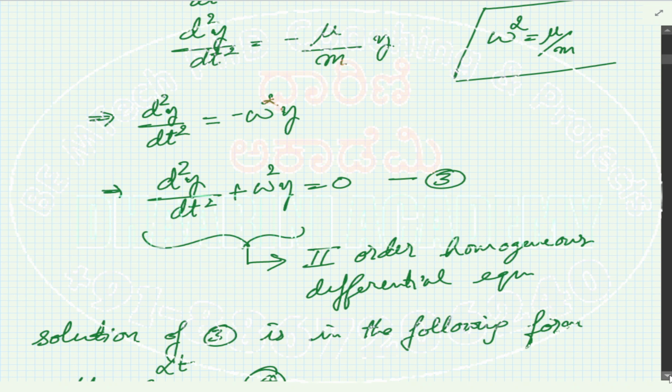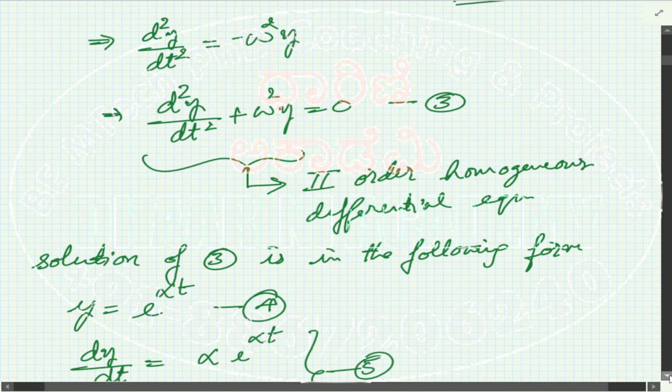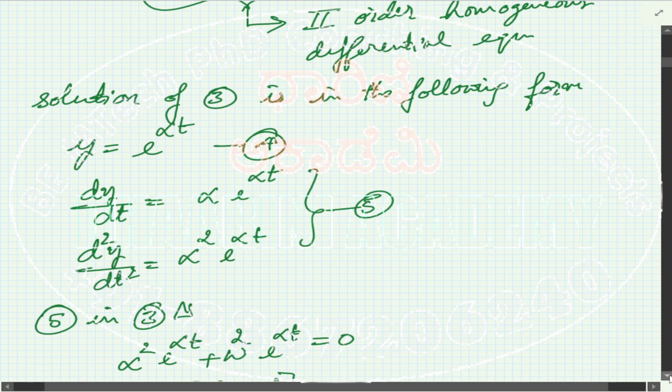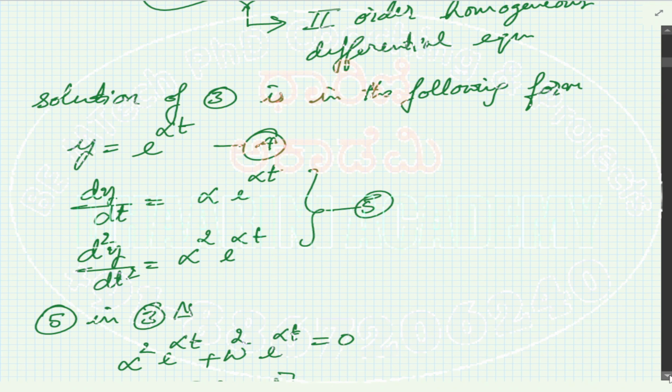If you have a differential equation, we know how to solve it. So we'll apply the same steps. First you guess a root, so you guess a solution. The solution will be in the following form, given by equation number 4. Always, if it is homogeneous second order, we are expecting y is e to the power alpha t, where alpha is a root of the characteristic equation.